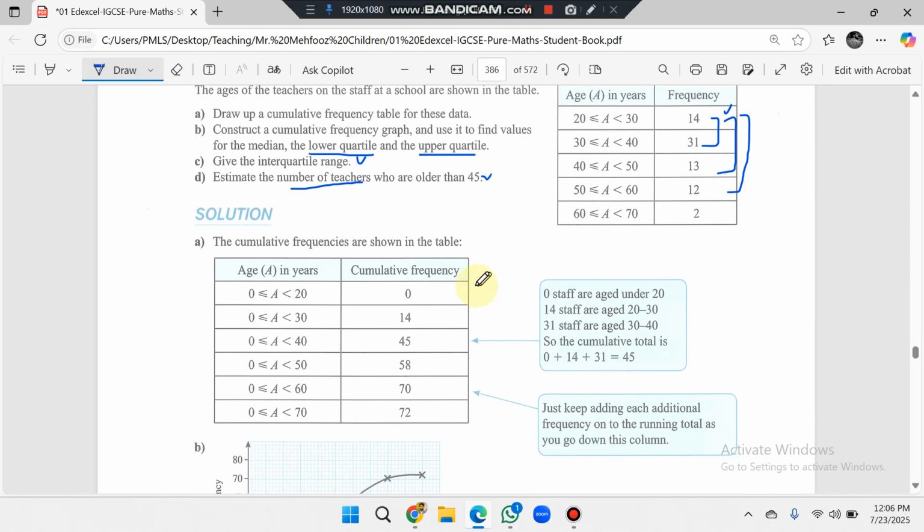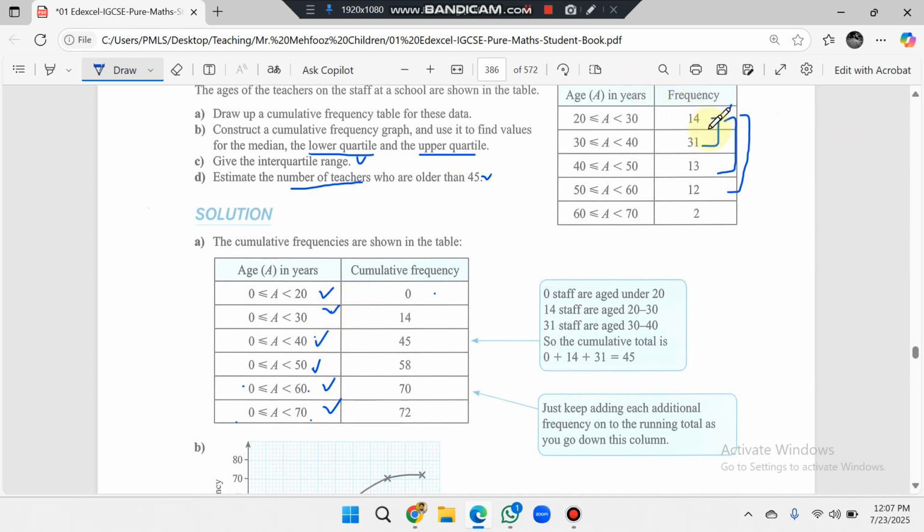So first of all, we have to find the cumulative frequency. For cumulative frequency, we have to start from 0 onwards. So 0 to 20 has 0 frequency, then 0 to 30, then 0 to 40, 0 to 50, 0 to 60, and 0 to 70. I have also explained that for the cumulative frequency, the first is as it is, the second one is the sum of the first two, the third one is the sum of the first three frequencies, the fourth one is the sum of the first four frequencies.